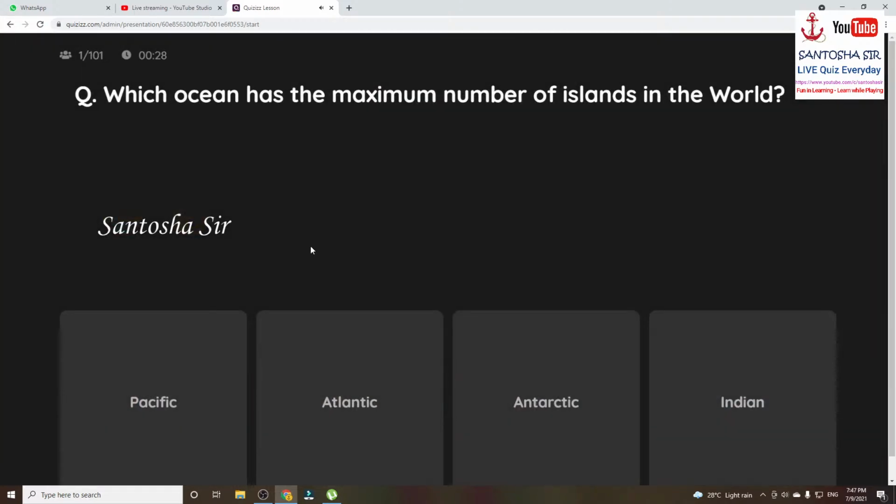Which ocean has the maximum number of islands in the world? Is that Pacific Ocean, or is that Atlantic Ocean, or is that Antarctic Ocean, or Indian Ocean? What is it?